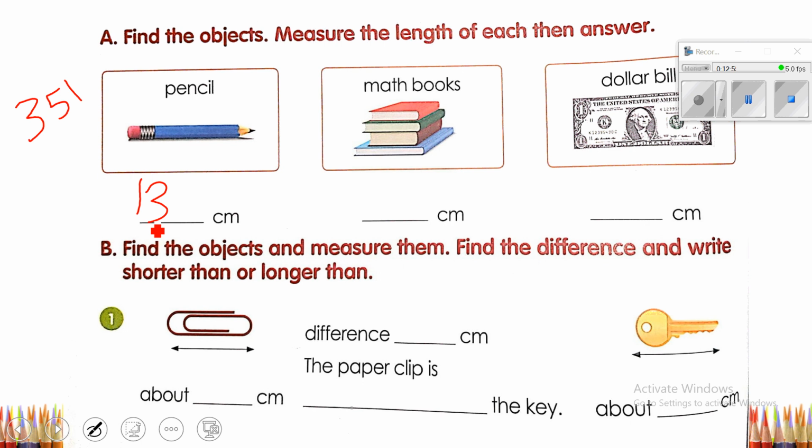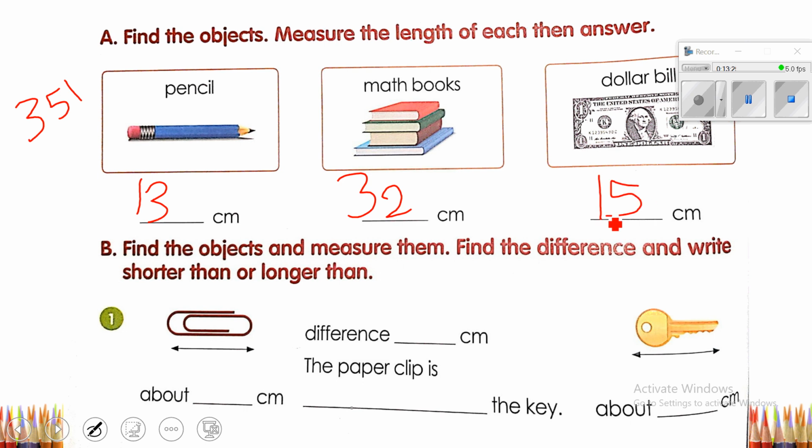If I bring my math book, I will measure it in centimeters. So let's see. It's about 32. Here is the dollar bill. I have one here, so I measure it, it's about 15 centimeters.